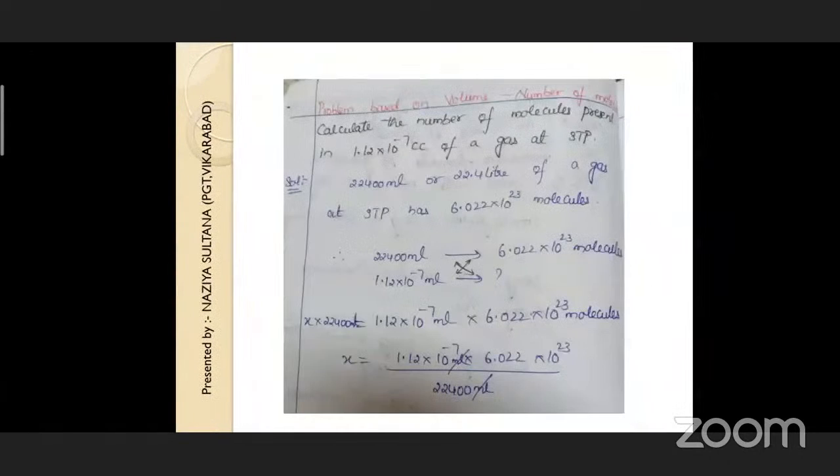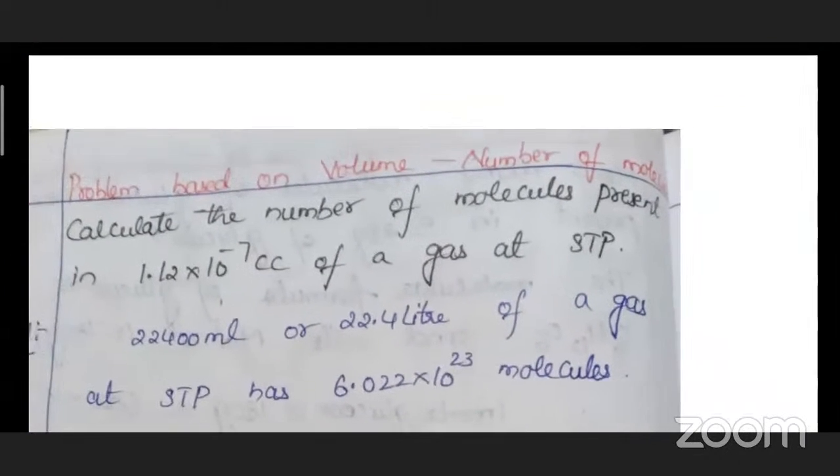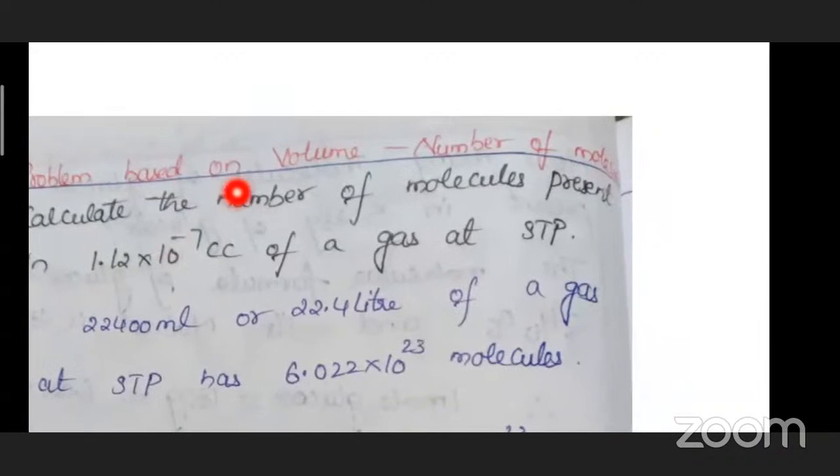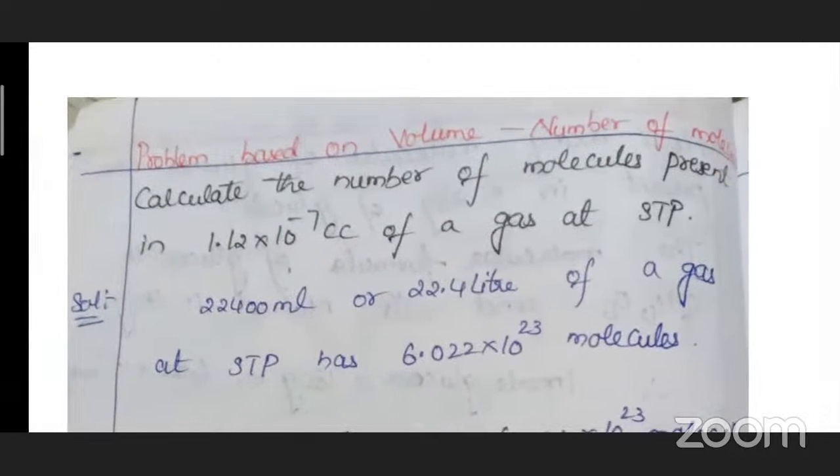Yeah. Next problem. Next relationship. What is it? Let us see here. Problem based on volume, number of molecules. So see the problem. Calculate the number of molecules present in 1.12 into 10 to the power of minus 7 cc, what is cc? Cubic centimeter, of a gas at STP. Cc is also called as ml.